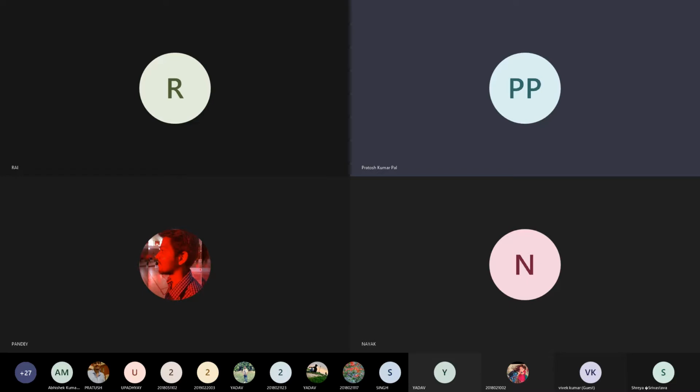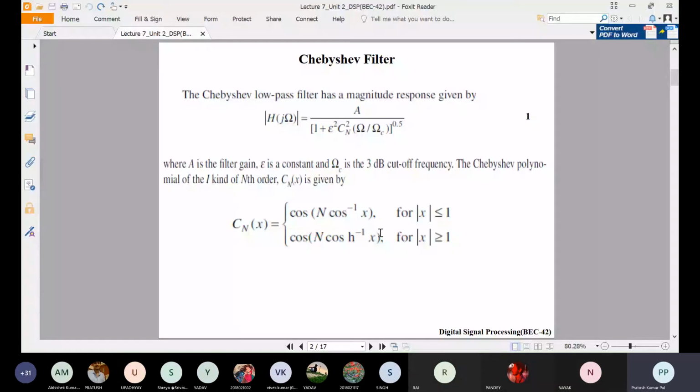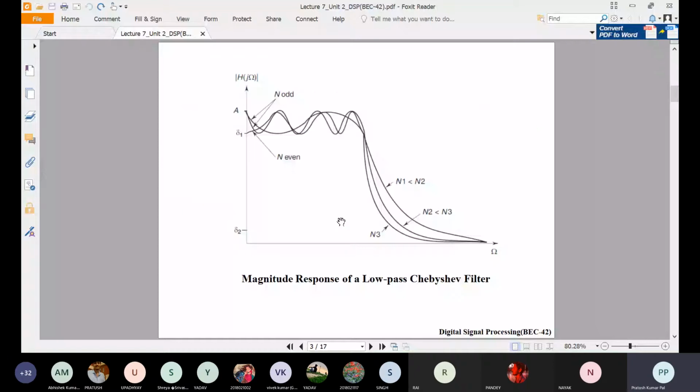So in the previous class, we were having Chebyshev filter design. So we'll just go through the overview. So this was the transfer function, the magnitude response. In the transfer function, this will be the magnitude response, where C_N(x) was the Chebyshev polynomial we have seen. Okay, and its value is given in terms of cos and cosh functions. And this was the response.